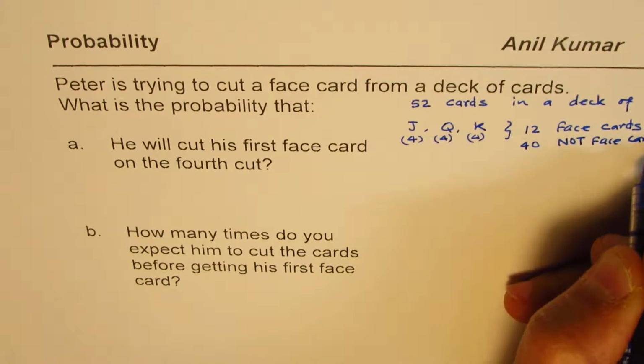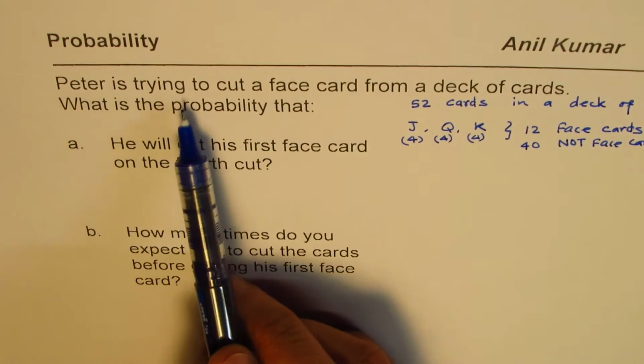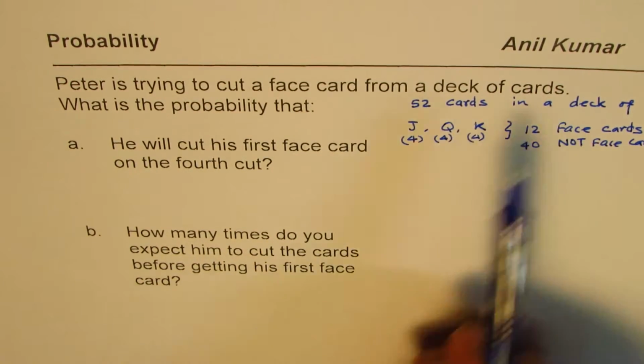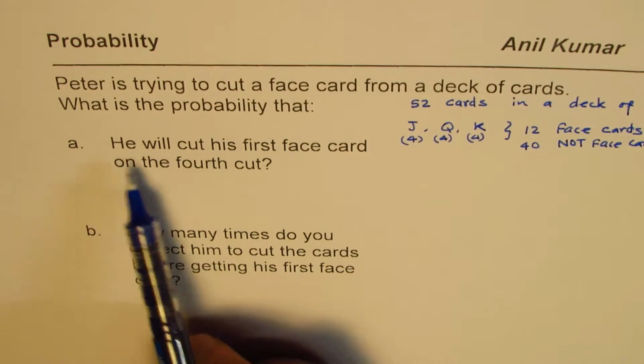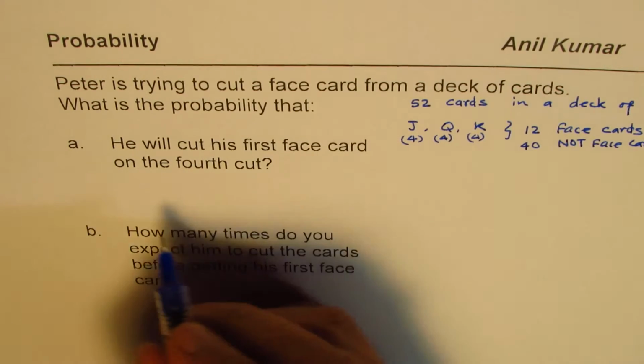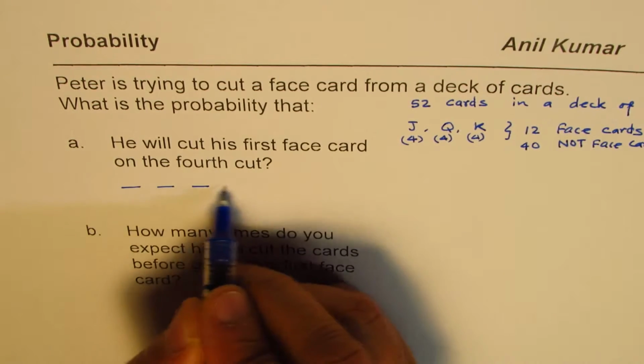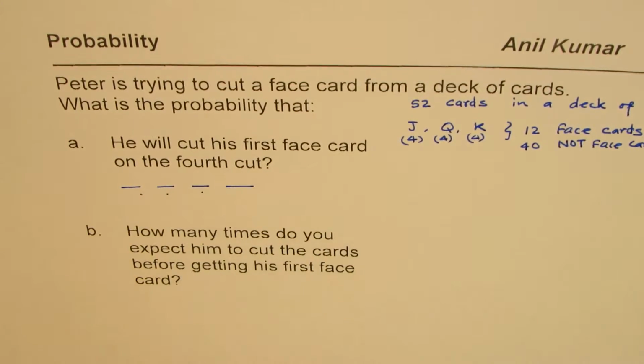When you're talking about distributions, it's always good to see the problem as face card, not face card, success or failure. That's the whole idea. Now let's look into this. Peter is trying to cut a face card from a deck of cards. What is the probability that he will cut his first face card on the fourth cut? That is to say, the first, second, third are not face cards, but the fourth one is a face card. So that is what it means.